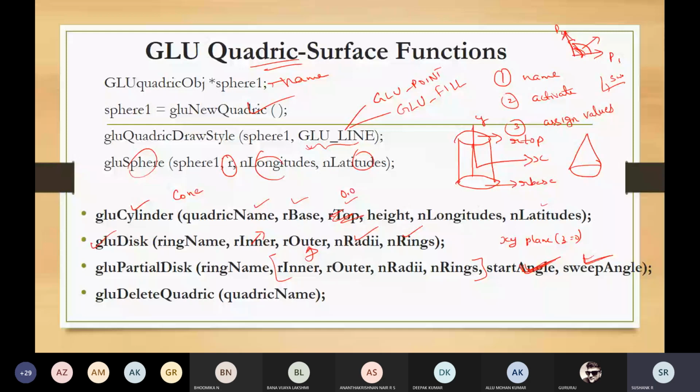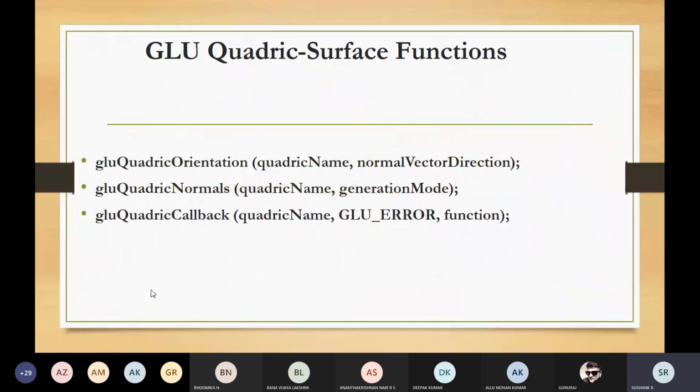If you want to remove the memory allocated for any quadratic surfaces, that can be done by using the delete quadratic function. And also we have quadratic orientation. What does quadratic orientation mean? It gives you the front direction and back direction for the quadratic surfaces.